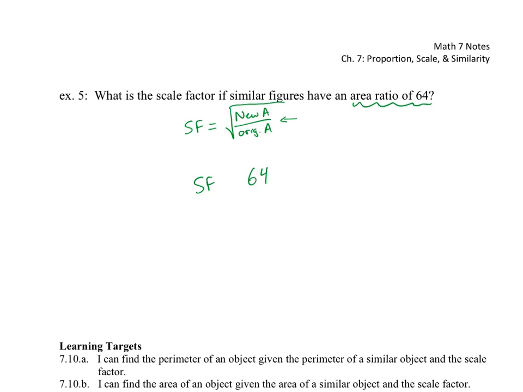We have our scale factor. But the scale factor isn't 64. It's the square root of that ratio, or the square root of that fraction, or the square root of 64. So if we're trying to find the scale factor, the square root of 64 is 8. So then this would have a scale factor of 8.